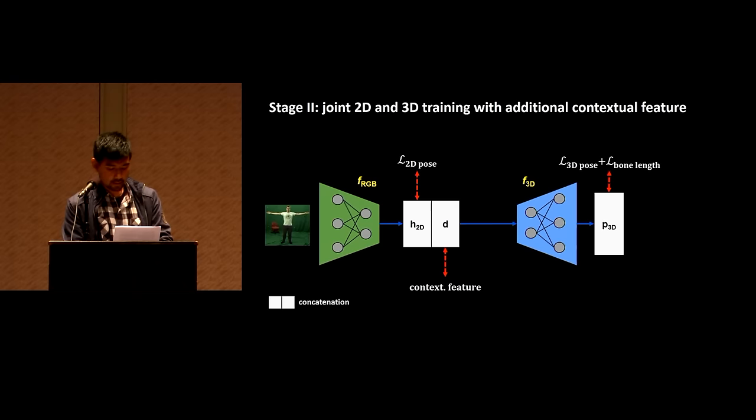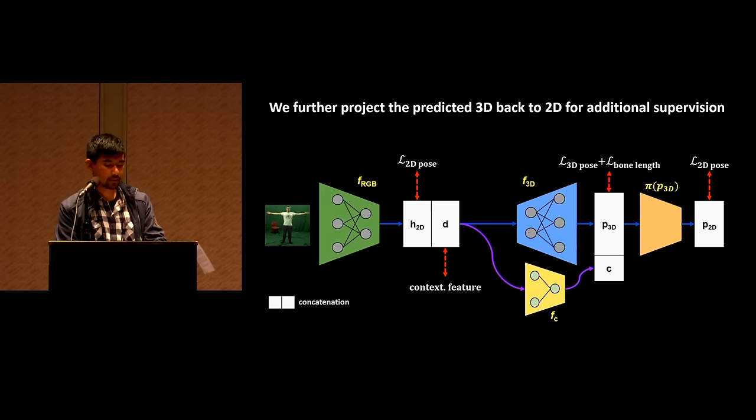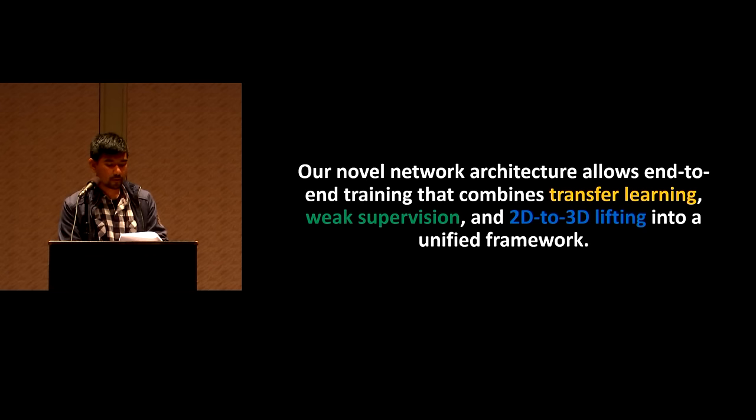To further improve the method, we introduce a simple network that learns a weak perspective camera model to project the predicted 3D pose back into the 2D space. This allows the network to be trained on individual images to predict 3D pose even when the 3D label is not available. In summary, our novel network architecture allows end-to-end training that combines transfer learning, weak supervision, and 2D to 3D lifting into a unified framework.